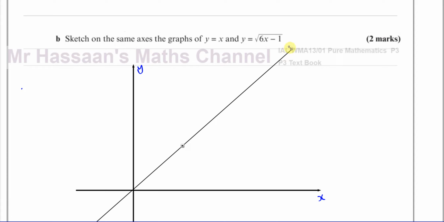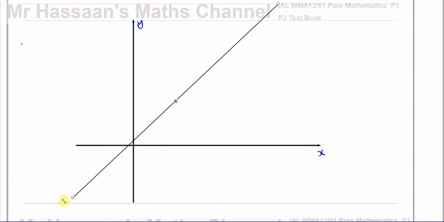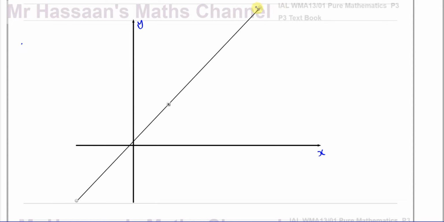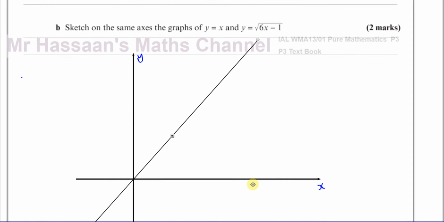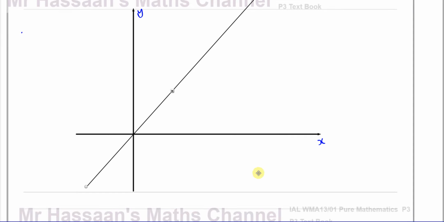Let me try and make it a bit neater. Okay, so that's y equals x. There we have the line y equals x. I'll just label it down here.